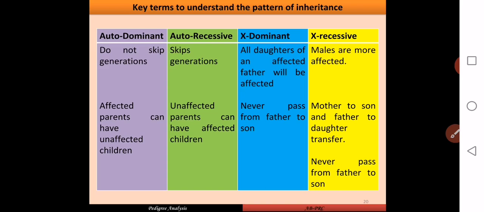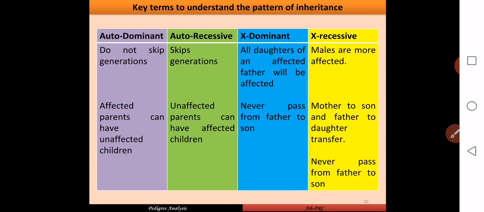And in the case of X-linked dominant and X-linked recessive traits, in dominant trait transmission, all the daughters of an affected father will be affected, right? Whereas in X-recessive traits, males have a higher probability of being affected. Usually dominant traits never pass from father to son in the case of X-linked dominant traits, right? But in an X-linked recessive trait, there is transmission from mother to son and also from father to daughter. Okay, and usually there is less frequency of transmission from father to son in X-linked recessive traits. Okay, these are the consolidated features.